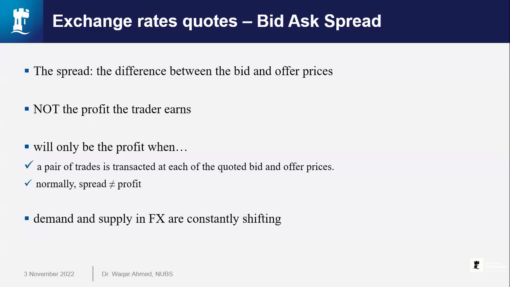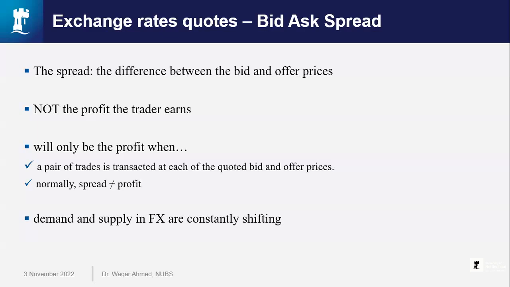So a pair of trades is transacted at each of the quoted bid and ask prices, right? Only then will it translate into a profit. For example, if you go to a Forex trader and buy another currency, it's only one leg of the transaction. So let's say you are buying currency A, and someone else, at the same bid and ask rate, sells currency A to the dealer. Only in that case will the spread be equal to profit.